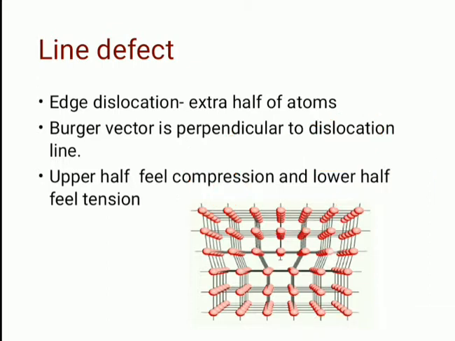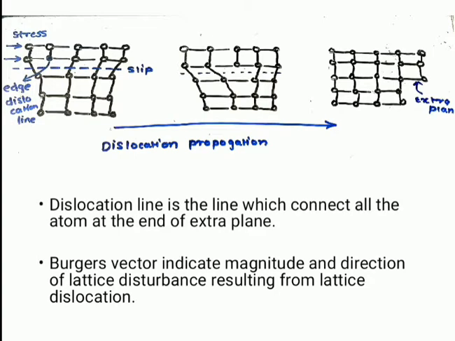Before coming into these points, we need to understand three basic terminologies here. First one is a dislocation line. Second one is Burgers vector. And third one is slip plane. So, what is dislocation line? It is the line which connects all the atoms at the end of the extra plane.